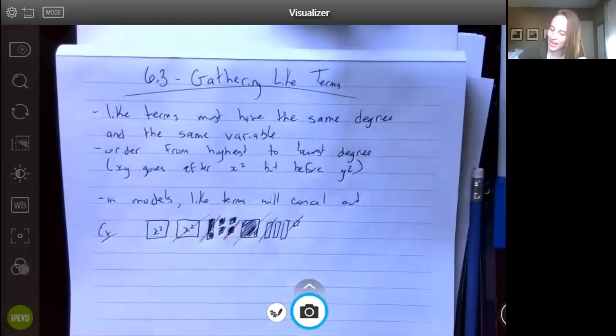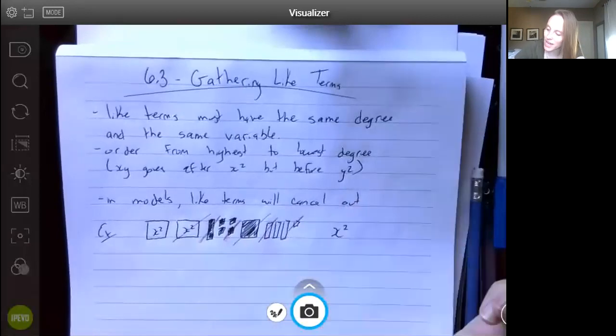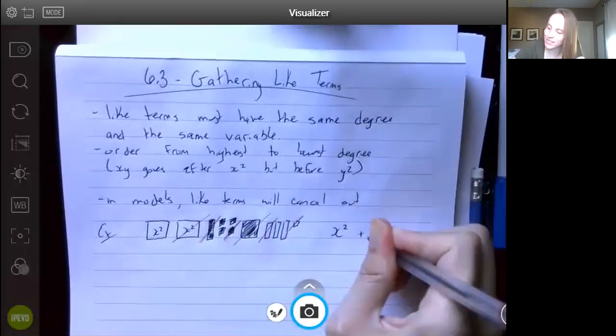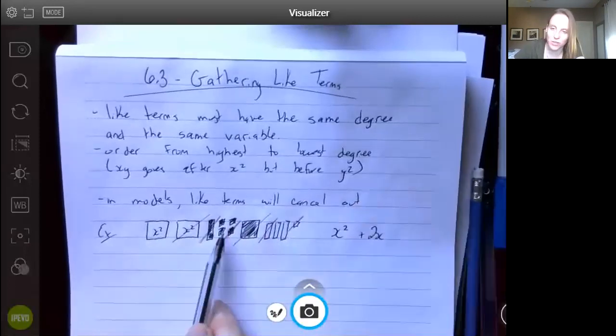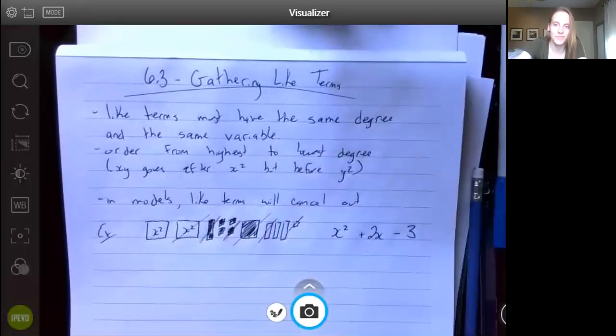So by the end of that, I just have a single x squared left. I also have 2 positive x's, so that's plus 2x. And then I have 1, 2, 3 negative ones, so that's minus 3. And that would be our final answer.